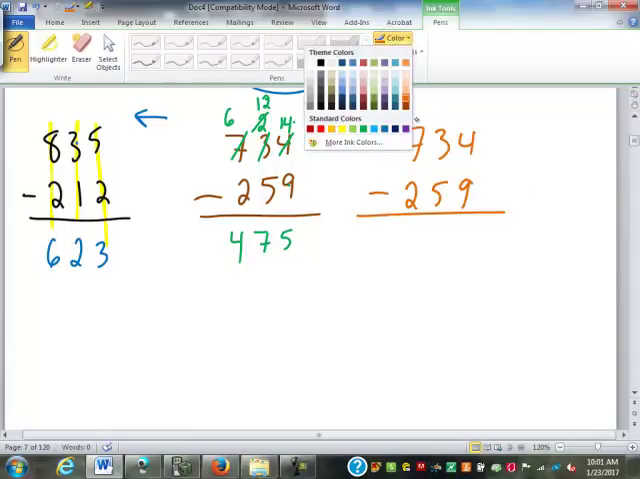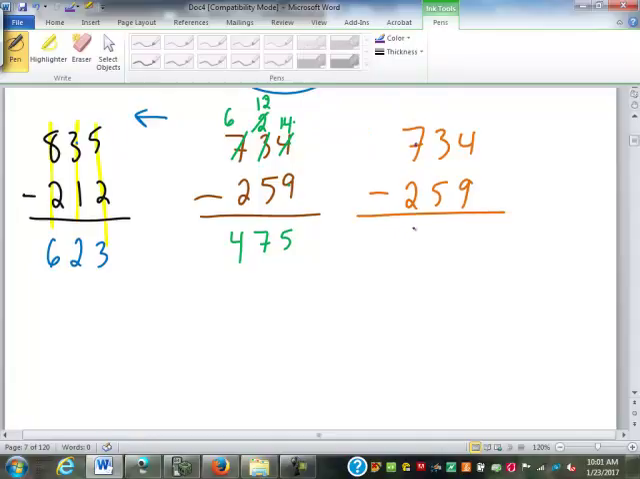Well, once upon a time, it would have looked like this. 7 minus 2 is 5. 3 minus 5 can't be done, so we're going to take from the 5, that's a 4. This is a 13. 13 minus 5 is 9. 4 minus 9 can't be done. We're going to take from the 9, that's an 8. This is a 14. 14 minus 9 is 5.